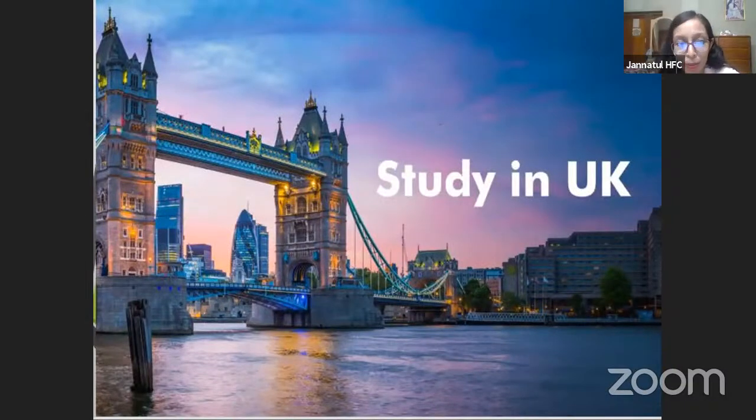Could you please type in the chat box who is interested to study in the UK? Okay, Kanis said she wants to study in the UK. Thank you, Kanis. Shazidul said she wants to study in the UK. Thanks, Shazidul. Shakawat said he is interested in Canada. Okay. Ashikur, Sophie, Mohammed Junaid, okay, all of you are interested. Thank you. No problem, we'll also tell about Canada.